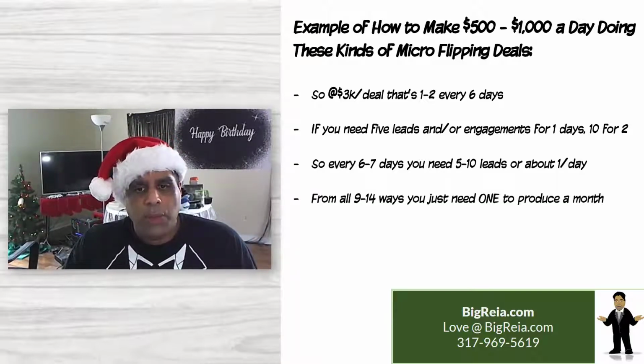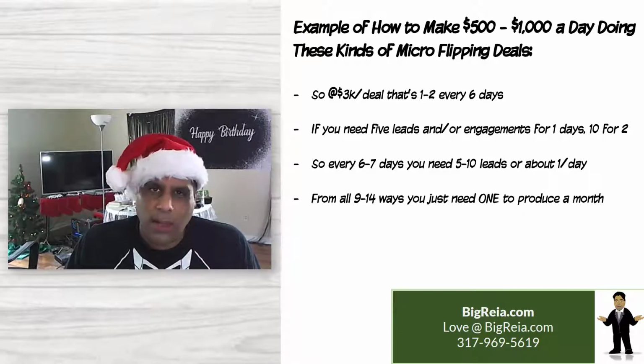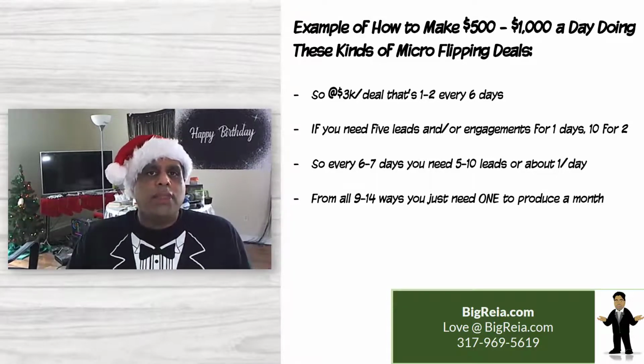Of all those different ways that we talked about, the 9 to 14 different ways, you just need 1 to produce twice a month. Or if 1 produces once a month, you're about $500 a day. If 1 produces twice a month, then you're at $1,000 a day. You get what I'm saying? This is how you want to get this going.